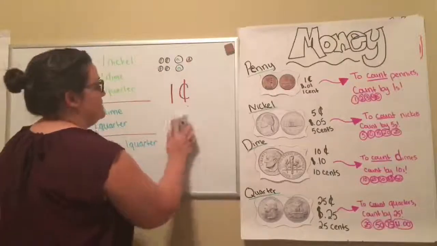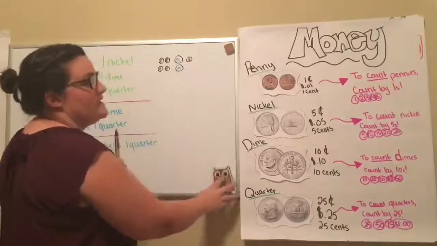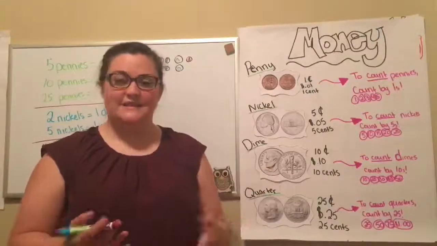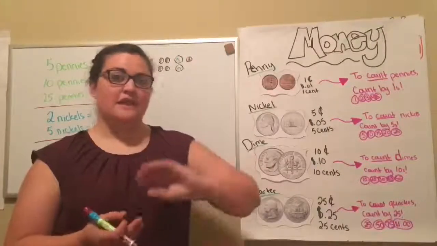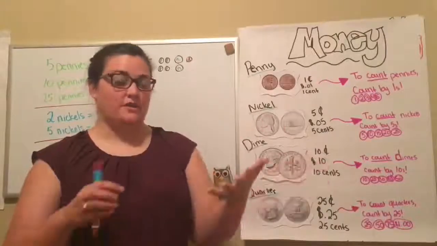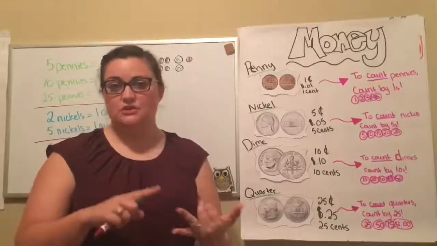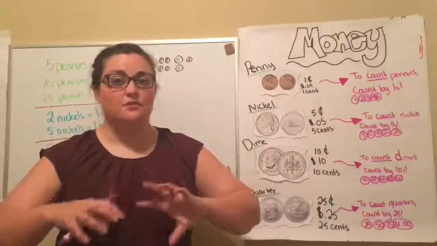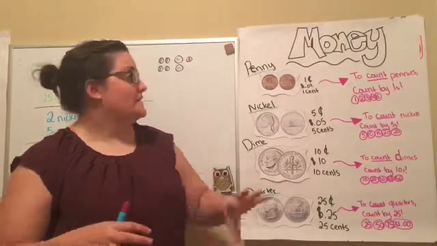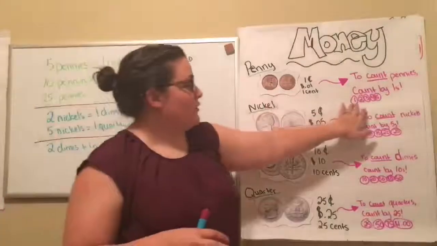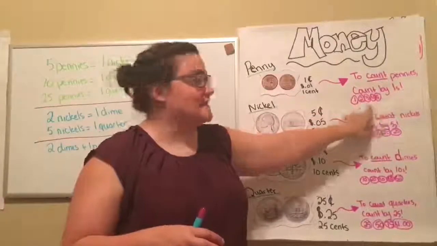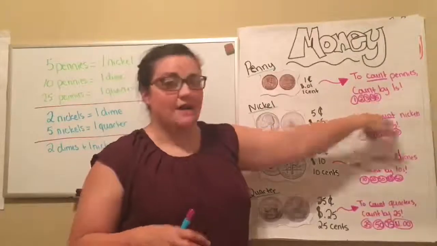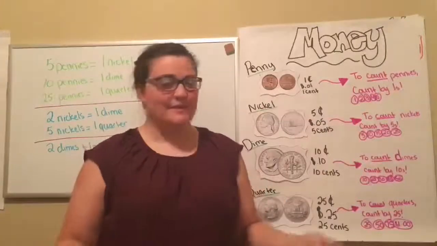All right, so now to count pennies, you would count by ones. So now you're seeing in our lessons before this where we skip counted by 1s, 2s, 5s, and 10s, that's coming back so that we can count our money. So if you have 5 pennies, it's 1, 2, 3, 4, 5 cents.